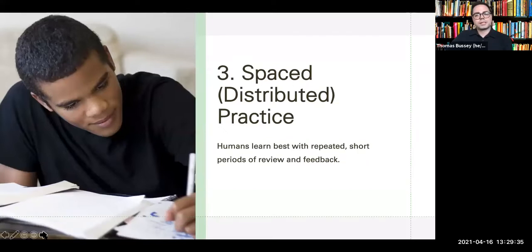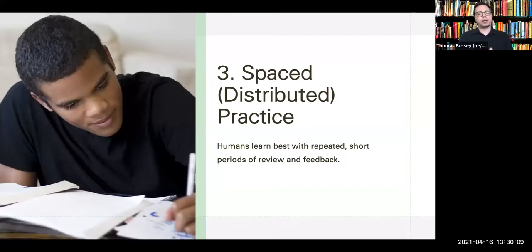The third thing to consider is what's known as spaced or distributed practice. And quite often practice is conceptualized within the construct of homework, right? This is the time where students go off and they work on things on their own. Well, humans learn best with repeated short periods of review or practice, right? And that practice needs to come with feedback. So for students to be able to effectively study, I'm sure we've all had this experience of needing to maybe cram for an exam. Distributed practice is the exact opposite of cramming.